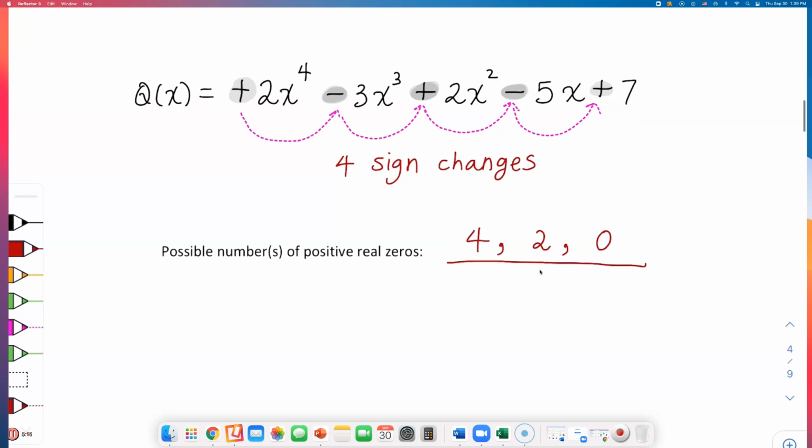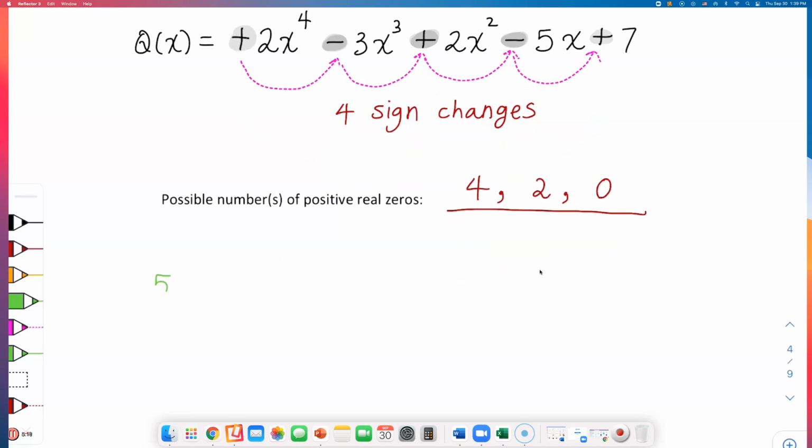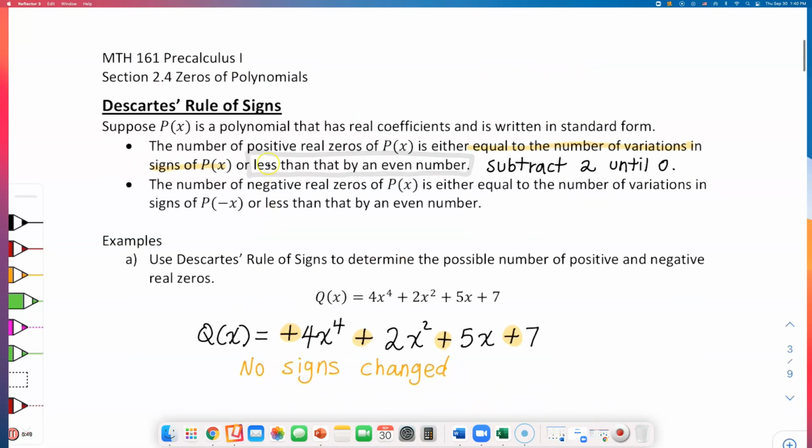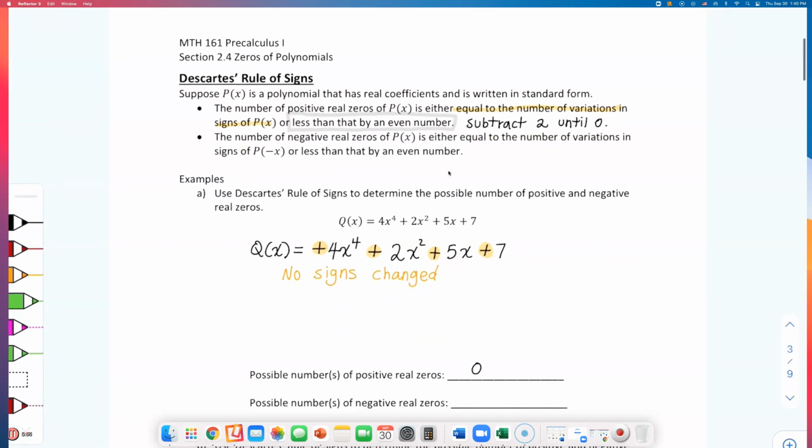Now look, if you have, for example, 5 sign changes, then the possible number of positive real zeros is going to start with 5. It's going to go down to 3. It's going to go down to 1, but you can't go below that because the next one would be negative 1, and you can't have a negative number of positive real zeros. So that's what they mean by less than that by an even number. So you know how to find the possible number of positive real zeros.